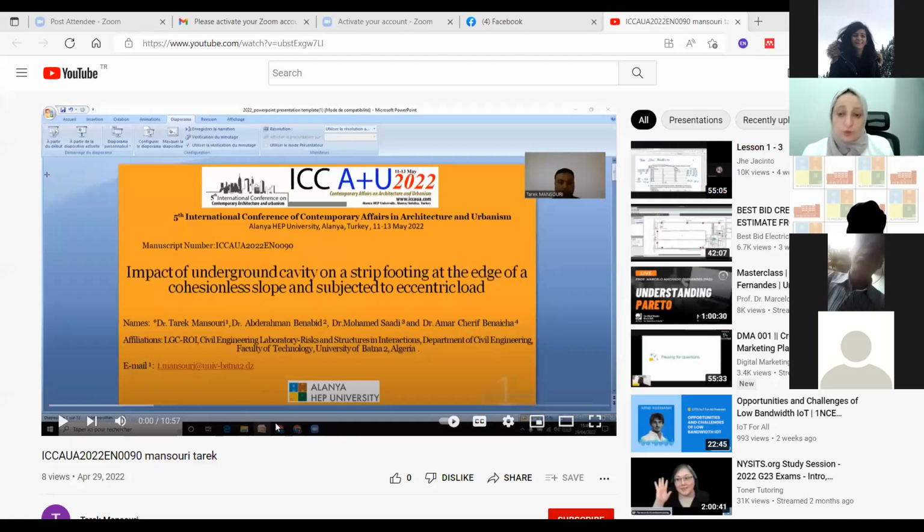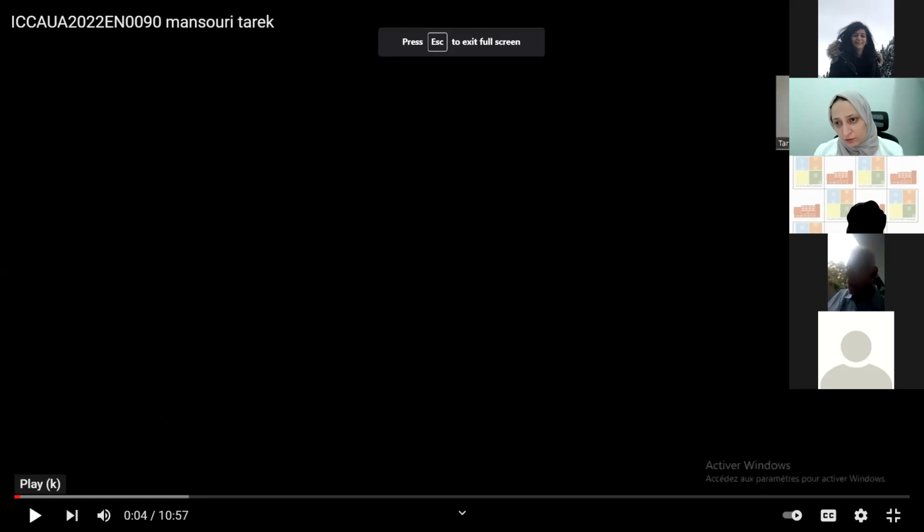The next paper is the effects of underground circular void on strip footing laid on the edge of a cohesionless slope under eccentric loads. This is presented by Dr. Tariq Mansouri, Dr. Abdulrahman Ben Ali, Dr. Muhammad Saadi, and Dr. Ammar Sharif Ben Ashir.